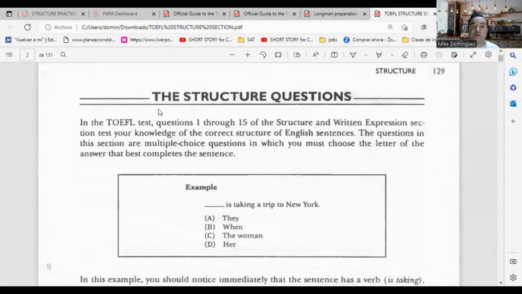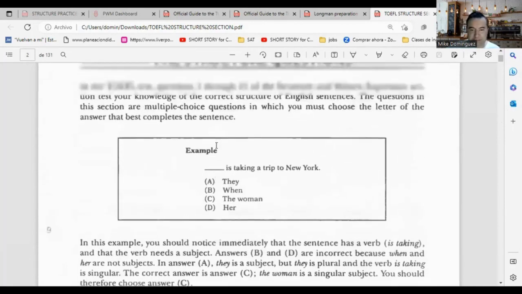The structure questions. In the TOEFL test, questions 1 through 15 of the structure and written expression section test your knowledge of the correct structure of English sentences. The questions are multiple choice, in which you must choose the letter of the answer that best completes the sentence. Example.